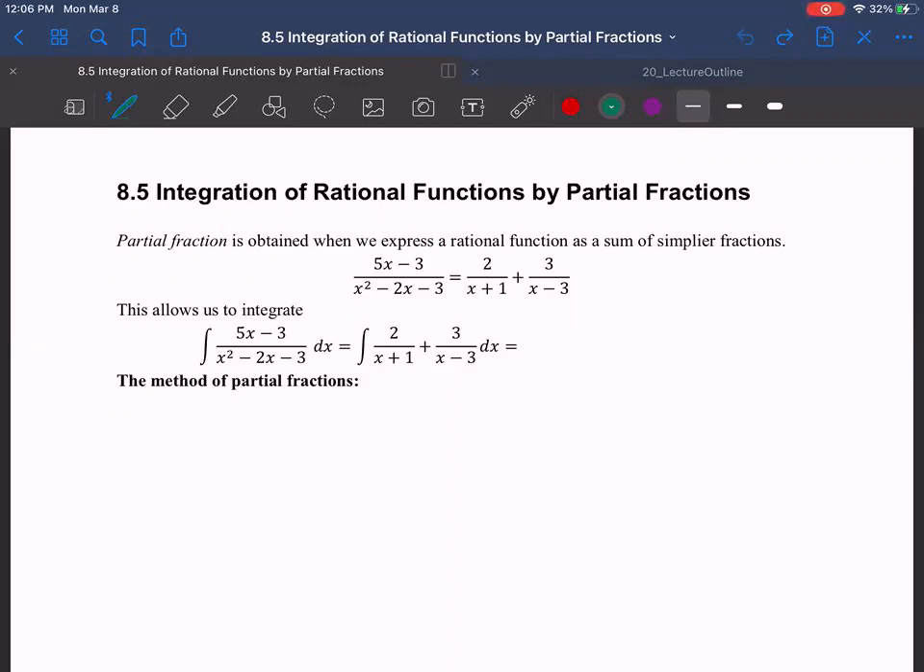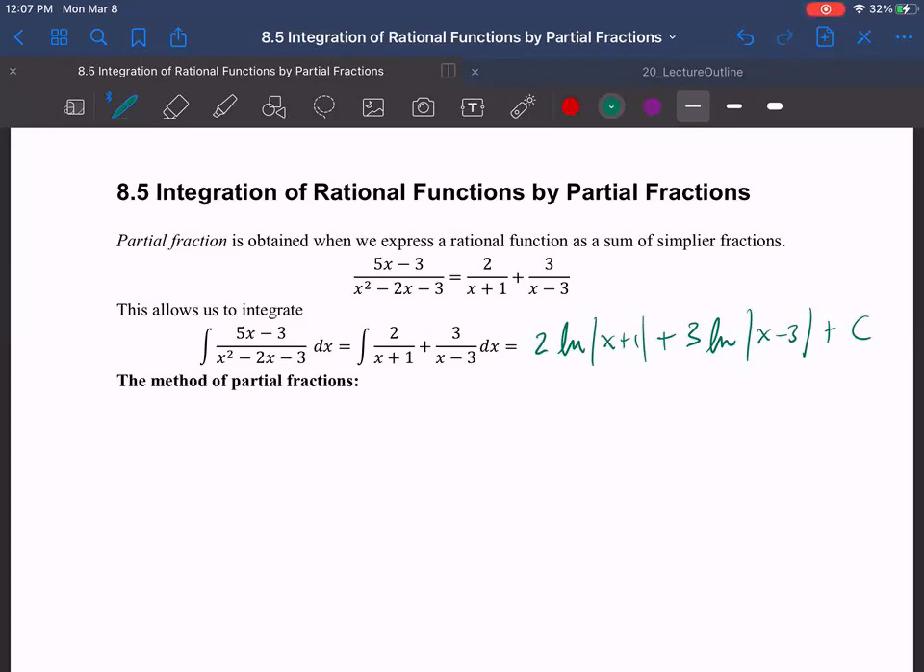So essentially, I guess you're trusting me on this, that this becomes something we can actually then integrate, which shouldn't be too hard. This should be 2 ln|x + 1| + 3 ln|x - 3| + C, right? And we could do that one pretty easily.